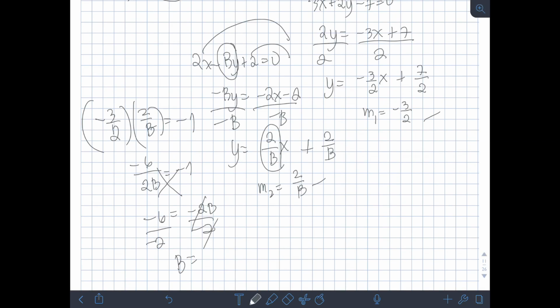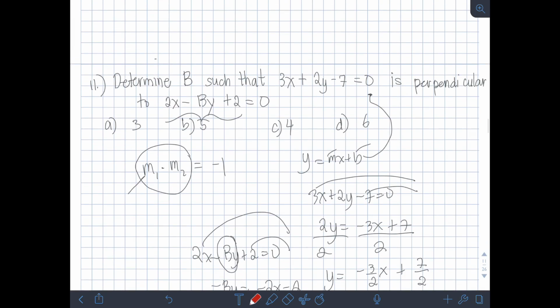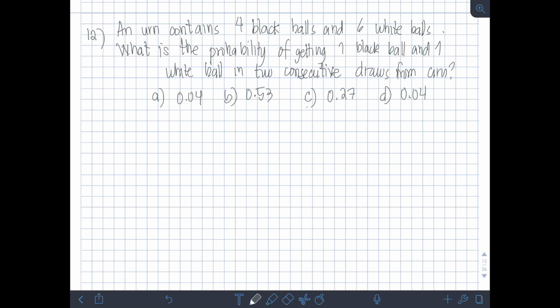b is equal to negative 6 divided by negative 2, or positive 3. So, therefore, the answer is positive 3, letter A. Okay? Next, we have: an urn contains 4 black balls and 6 white balls.